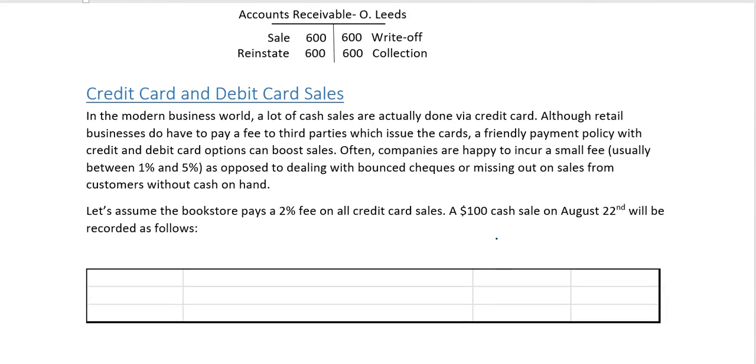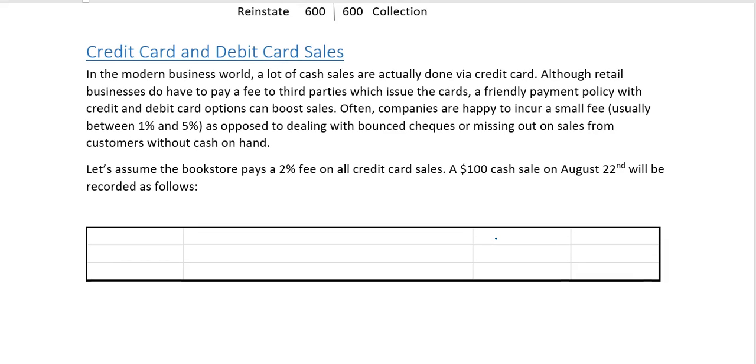Let's go ahead and change gears here and talk about credit cards and debit cards. In the modern business world, a lot of cash sales are actually done via credit card. Although retail businesses do have to pay a fee to third parties which issue the cards, a friendly payment policy with credit and debit card options can boost sales. Often, companies are happy to incur a small fee, usually between 1 and 5%, as opposed to dealing with bounced checks or missing out on sales from customers without cash on hand.